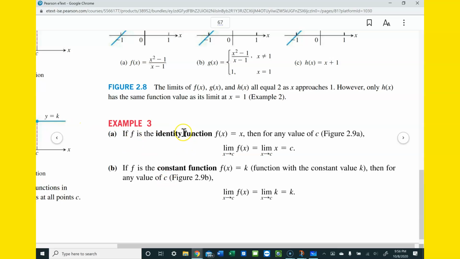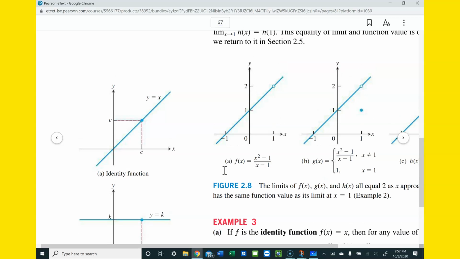Here's just a couple more statements rather than examples. If f is the identity function, which is just y equals x, or f of x equals x, then for any value of c, all you have to do is plug c in for x, because it's defined everywhere. There's no issues with it going on anywhere. If you plug c in for x, you're going to get c for f of x. So the limiting value is just equal to the function value at c when x is c.